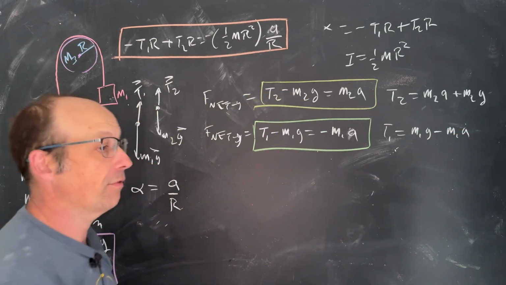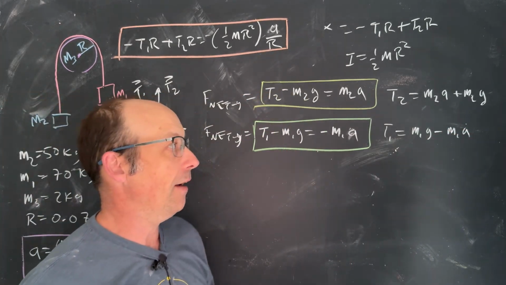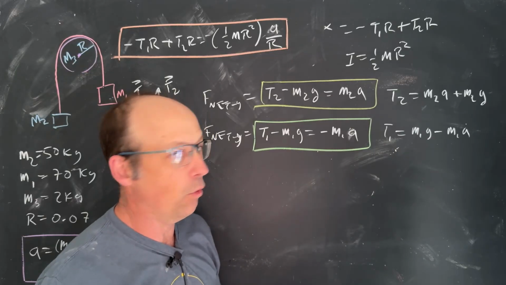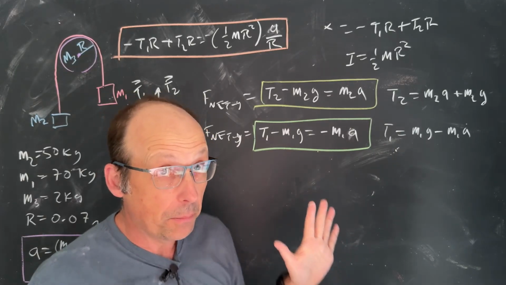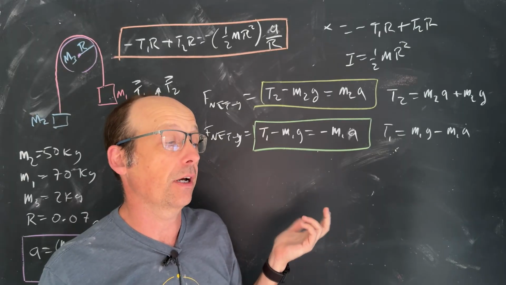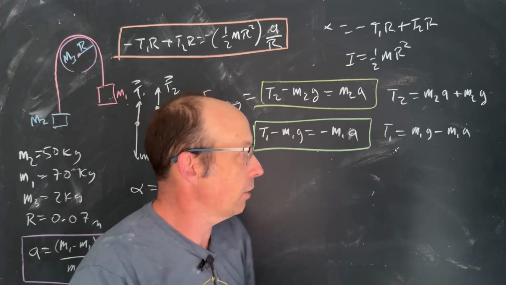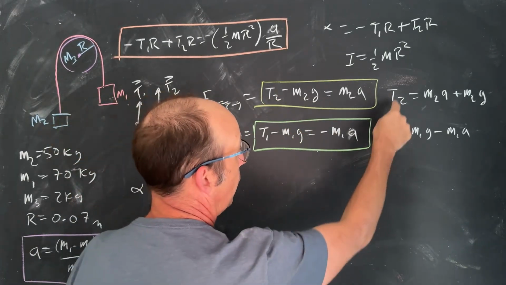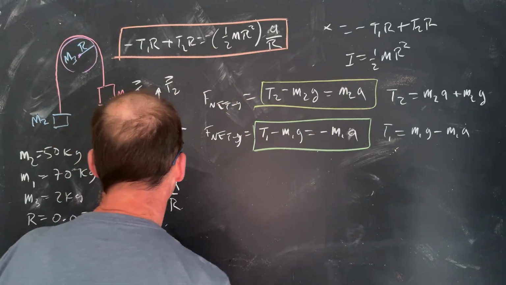Now, I'll tell you, I've solved problems like this before, and I have the tendency, oh, I can factor out the M1, and don't do that, because we're going to try to solve for A. We don't want A inside of a parentheses. Okay, I'm just letting you know. If you do it, it's okay. You can undo it. So now I have T1, T2. I can substitute in up here.